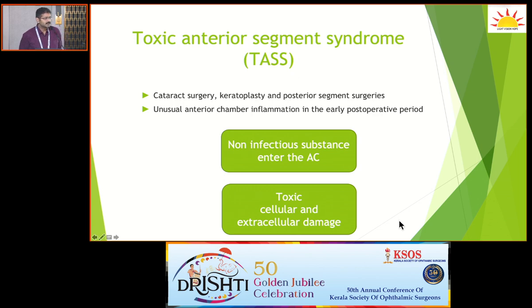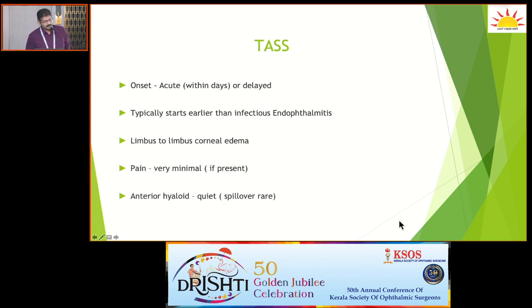The first main cause of sterile inflammation is TASS, that is toxic anterior segment syndrome. This can happen following cataract surgery, keratoplasty, and even after posterior segment surgeries. Basically, there's an unusual anterior chamber inflammation in the early post-operative period. What really happens here is that non-infectious substances enter the AC and cause toxic cellular and extracellular damage. It could be acute, happening within days, or it could be delayed.